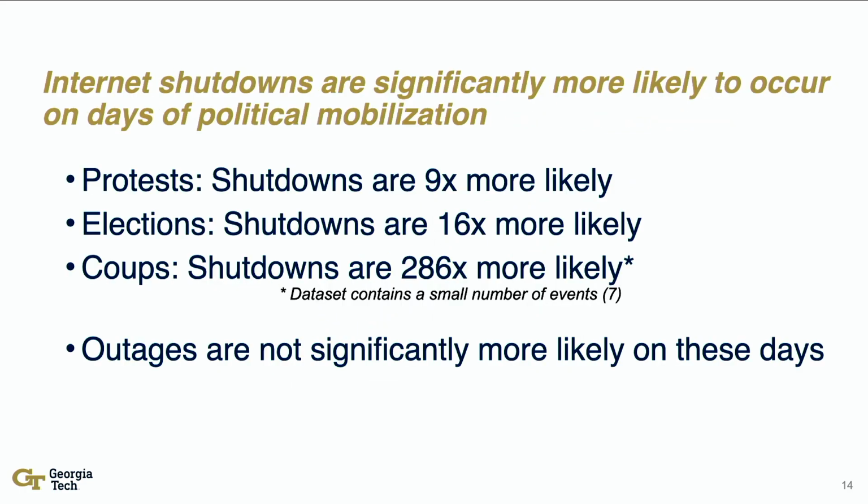I think one of our most significant findings was that internet shutdowns were much more likely to occur on days of political mobilization. Specifically, we found that shutdowns were much more likely to occur on days that involved protests, elections, or coups. We also note that we did not find any significant trend that spontaneous outages were any more likely to occur on these days. So this confirms previous studies and the intuition that these are indeed highly politically motivated events.